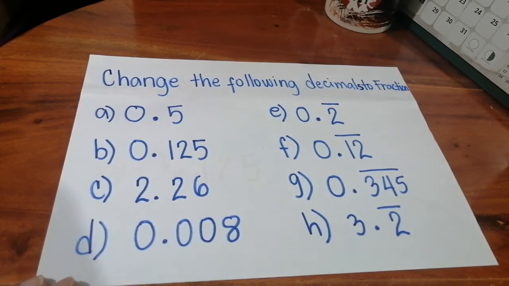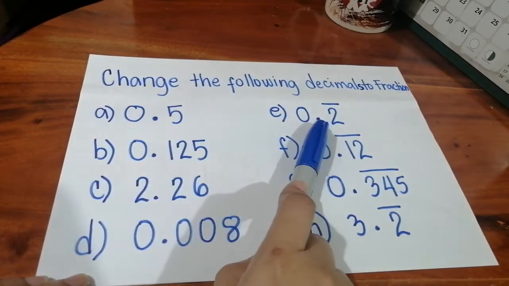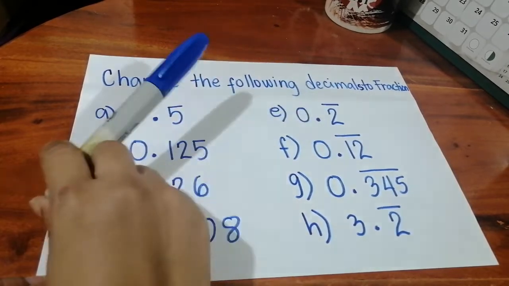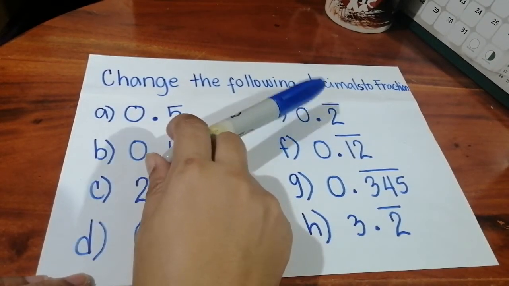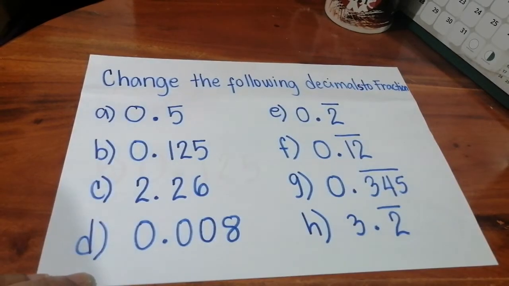Another thing to remember in changing decimals to fractions is that sometimes you can see a decimal with a line on top. Whenever you see a decimal with a line on top, it means this decimal is non-terminating and repeating. When we say non-terminating and repeating decimals, they are decimals that just repeat over and over and never stop. So that's repeating and non-terminating decimals.